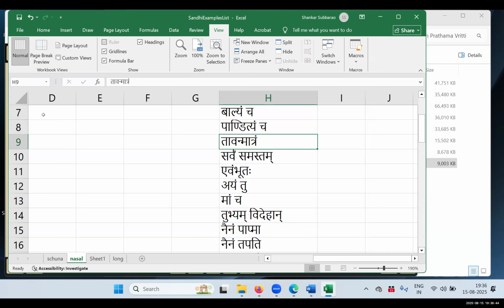Yes, Aruna. It is split, no? It is tavat matram. Correct. Matram. What rule is applying? It is anunasika, I think. Yaronunasike, anunasikova. Yeah, because matram is following. Okay?